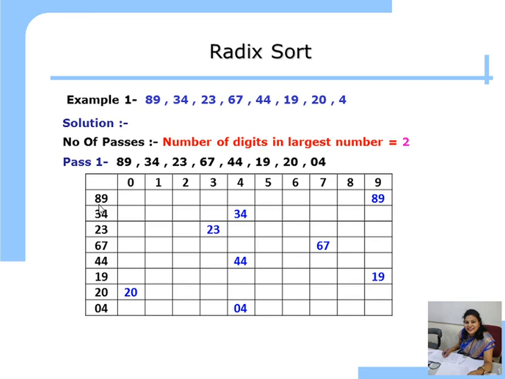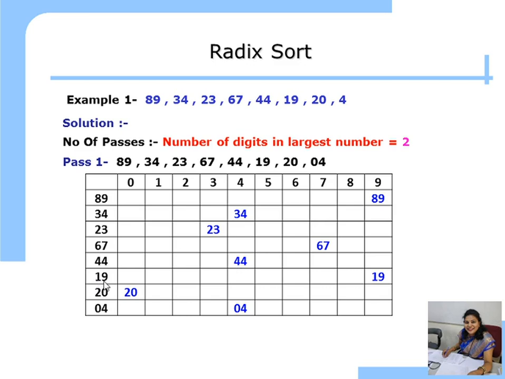So in pass 1 we consider the unit position. What is present at the unit position of 89? It is 9. So it will be put into bucket 9. What is present at the unit position of 34? 4. So we put 34 in bucket number 4. Likewise 23 has 3 at the unit position, so we put 23 into bucket 3. In 67, as the unit position has 7, you put 67 in bucket number 7. Next, number 44. You have 4 at the unit location, so you put 44 in the 4th bucket.